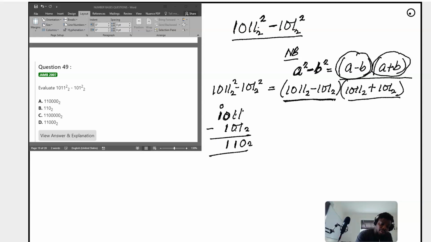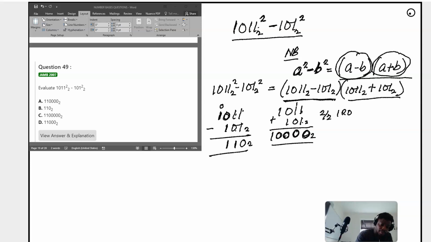Now let's do this one, which is addition. So 1011 plus 101 in base 2. This plus this is 2. So 2 divided by 2 is 1 remainder 0. 0 carry 1. This is the same thing as 2. So 0 carry 1. This is the same thing as 2. 0 carry 1. This is the same thing as 2. 0 carry 1 in base 2.